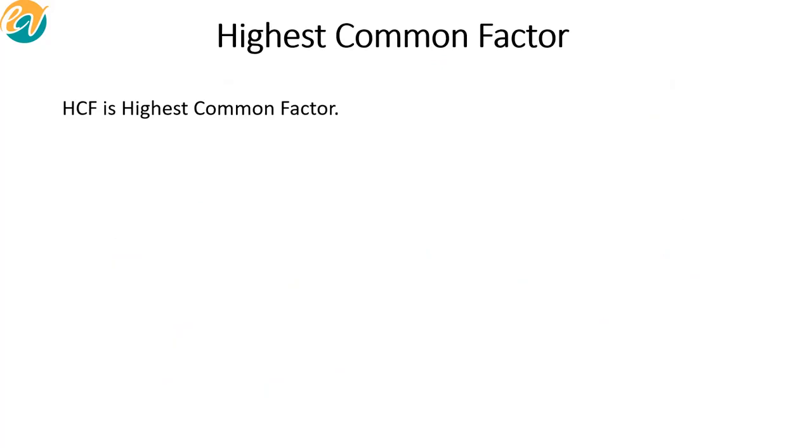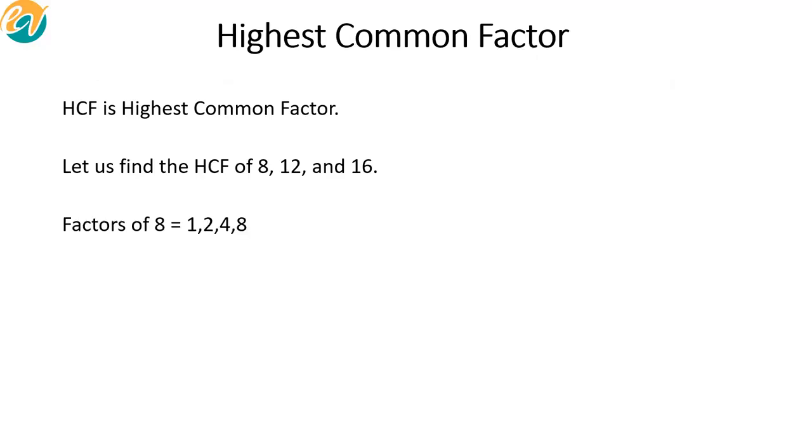Having done LCM, now we come to HCF, which is the highest common factor. We're considering the same three numbers, 8, 12, and 16. If you remember a couple of slides back, we discussed multiple ways in which you could find the LCM of 8, 12, and 16, and the LCM that we found was 48, right? Now we want to find the HCF, the highest common factor. How do we do that?